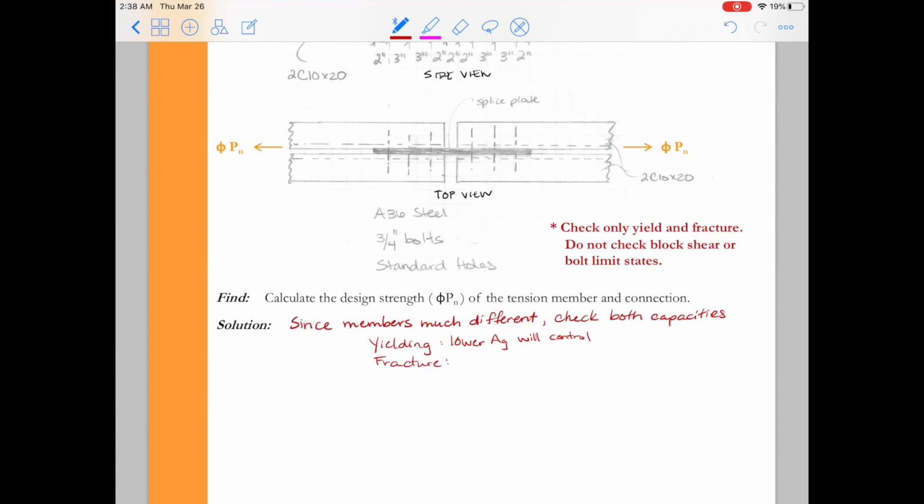Again, for yielding, the lower gross cross-sectional area will control, so we are able to figure that out pretty easily. But for fracture, it's not going to be obvious because remember, the nominal fracture strength depends on the shear lag factor, U, as well as the net section area. For the splice plate, that U is going to be 1 because the entire plate is connected. But in the double channel section, we can see that only the web of the channels will be connected and we'll have the two flanges outstanding.